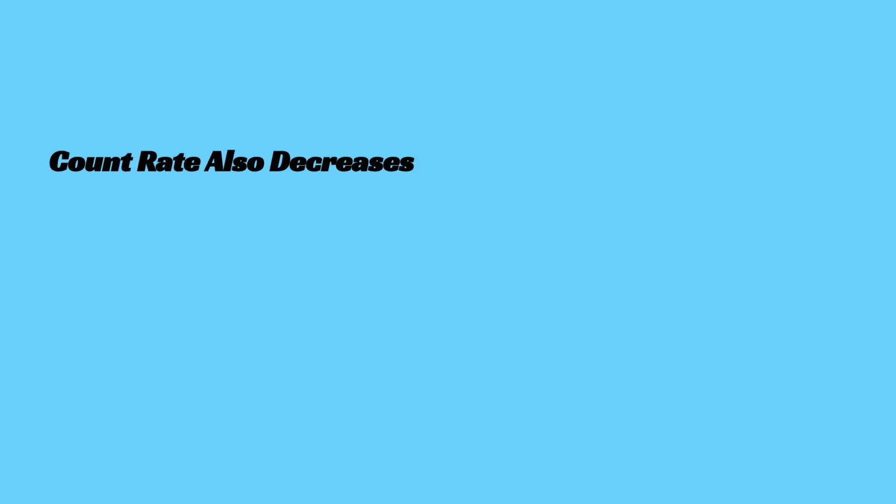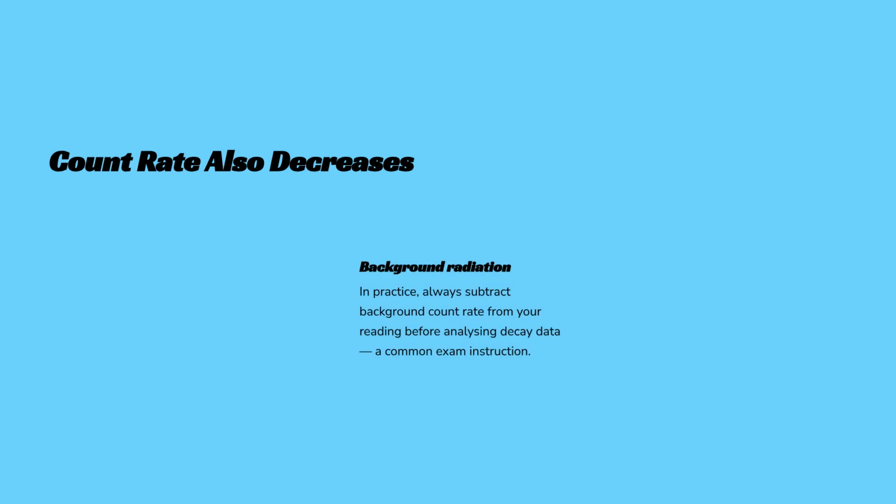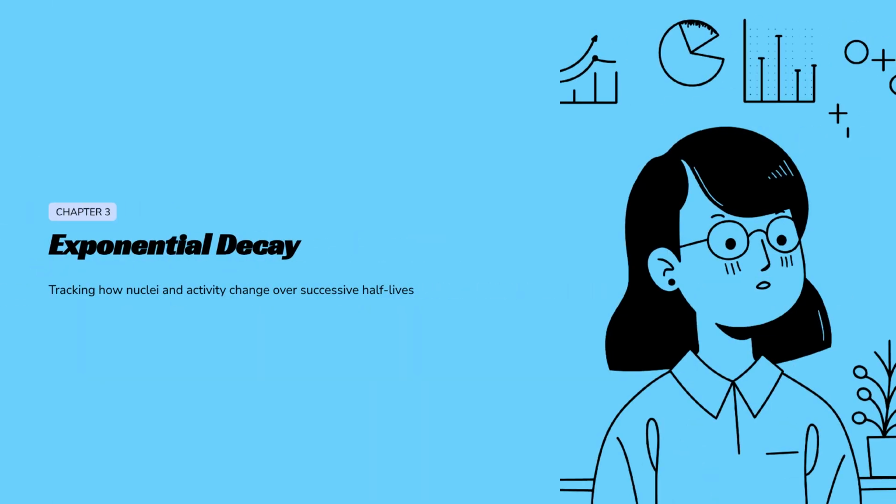In the lab, we use a Geiger-Müller tube to measure count rate. Remember to subtract background radiation from your readings, and note that count rate, activity, and the number of nuclei all share the same half-life. Chapter 3 tracks how nuclei and activity change over successive half-lives, characterized by exponential decay.